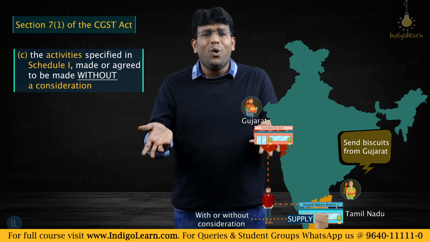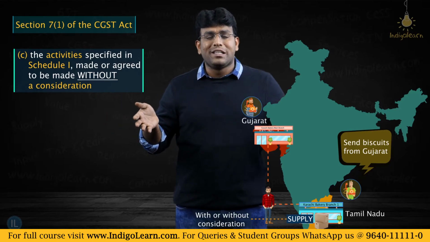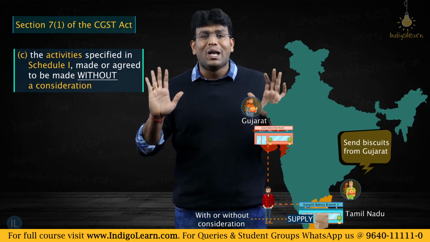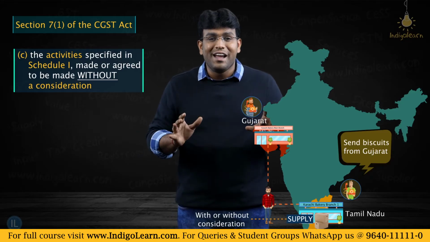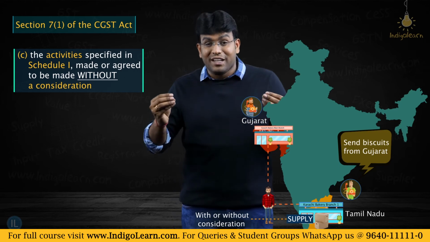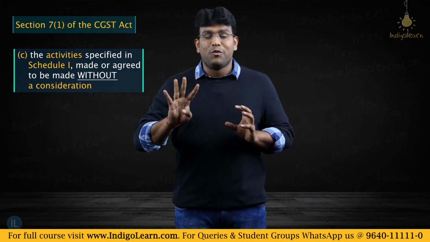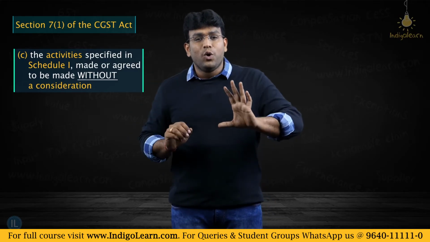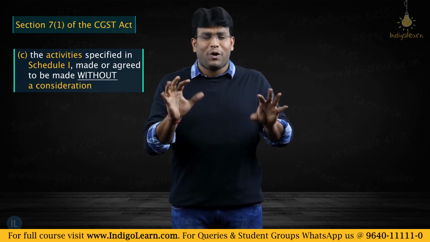Is there a consideration? No. It is just that from one shop owned by one person, to another shop owned by the same person, the stock is moving, that's all. But we still call it a supply. So section 7(1)(c) deals with certain transactions which are regarded as supply even though there is no consideration. No consideration, but still it is supply. But in that, we have only 4 points which we need to understand. In other words, there are only 4 transactions which are regarded as supply even though there is no consideration. So let's figure out the first point in that.